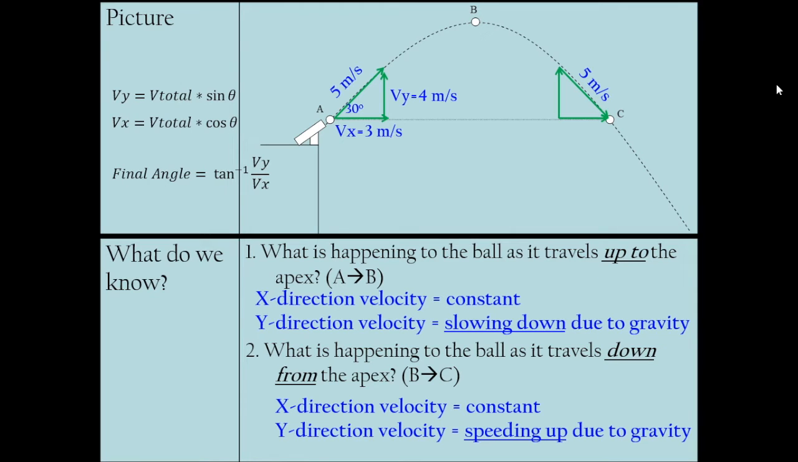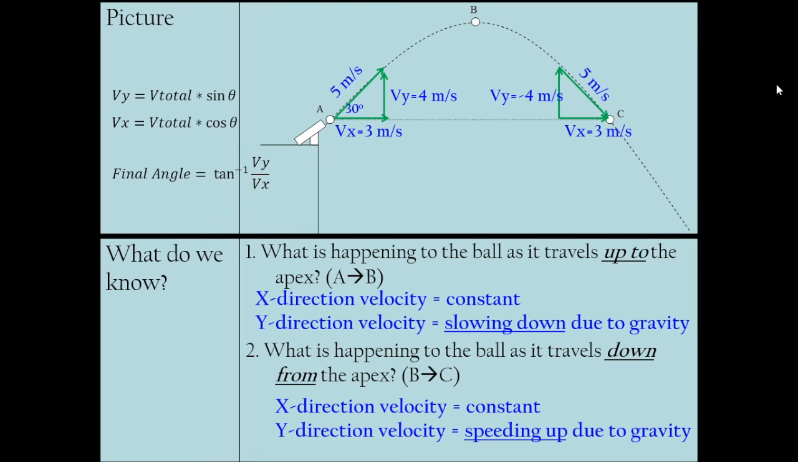The total velocity at point C is still 5 meters per second. The x velocity at point C is still 3 meters per second. And now the y velocity at point C is negative 4 meters per second. So you'll notice that all these velocities are almost exactly the same. And that's the beauty of physics, is that there's symmetry in projectile motion.